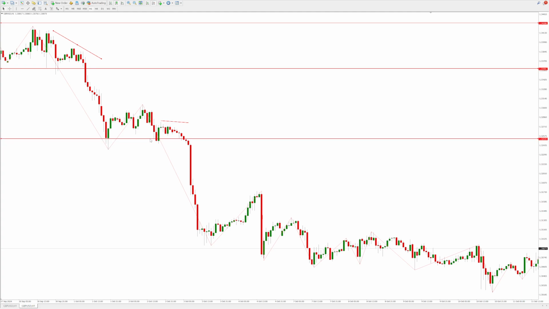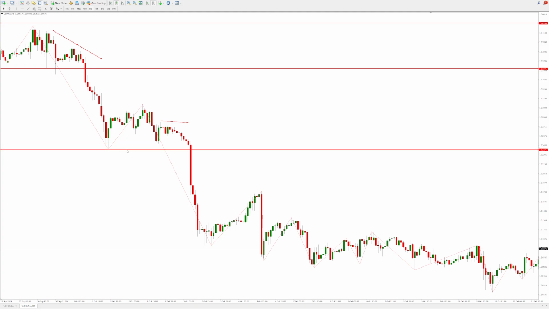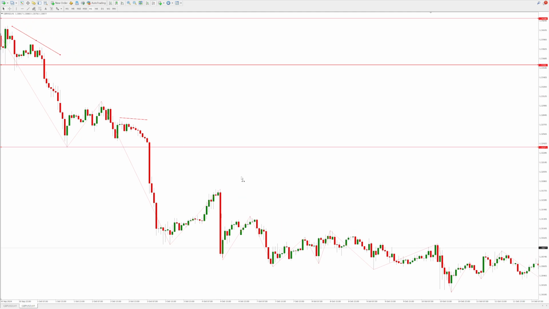I may have used the candle bodies rather than the wicks for the support here and perhaps look to get in slightly earlier, but if you just want the zigzag indicator to guide you, you can. So as you can see, that is a good trade there.